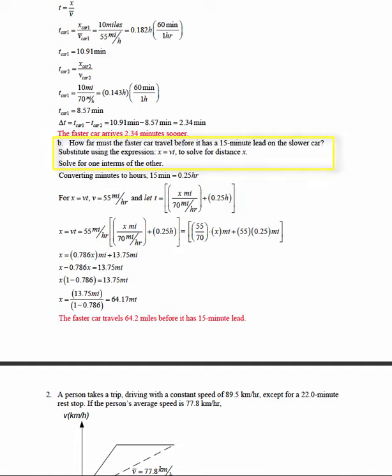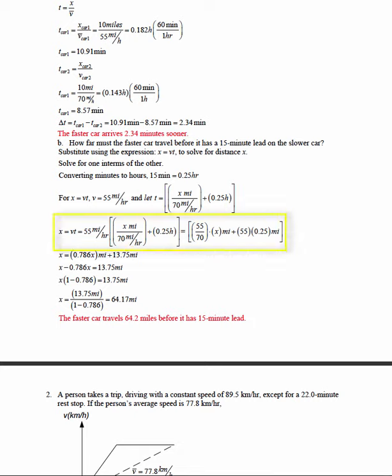In doing this, we're going to convert minutes to hours, knowing that 15 minutes is equal to a quarter of an hour, and run that through the relationship x equals velocity times time. We have a velocity of 55 miles per hour for the first car, and we're going to let t equal the unknown distance x in miles divided by the speed of the second car, 70 miles per hour, and since it is a 15-minute lead, we're going to add 0.25 hours.